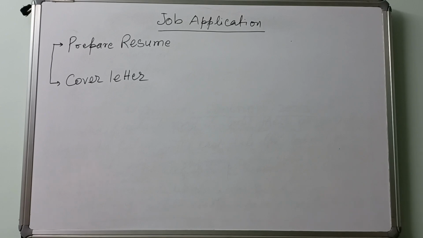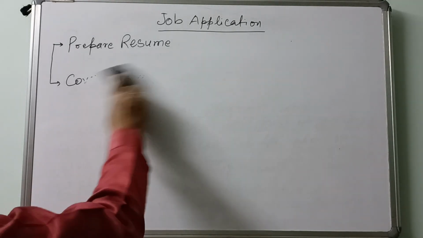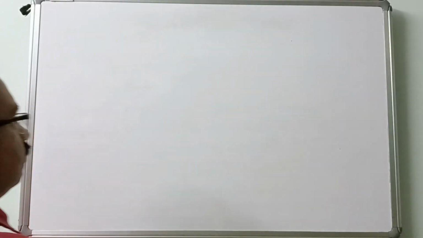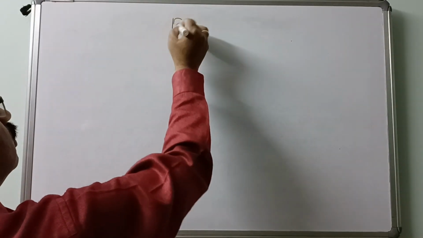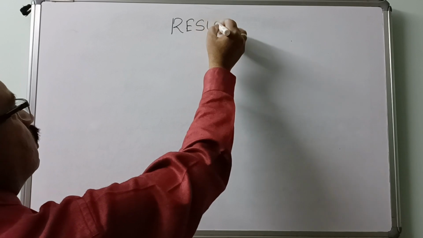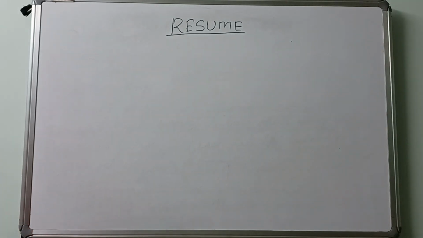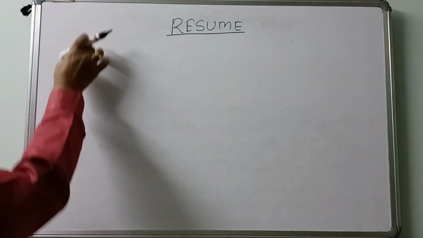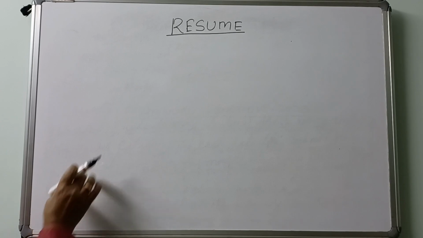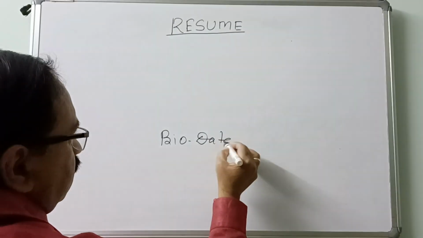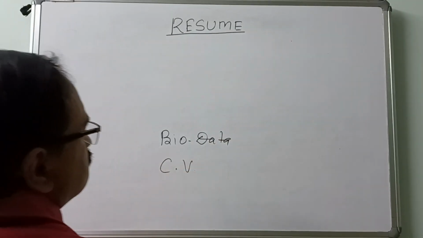So I am coming to that. If we are going to prepare a resume, you can say that your job application answer has been divided into two parts. The first part is resume. So here you should write resume like this, and if you want you can underline it. Now we are going to begin how to prepare a resume. Resume is also known as the biodata, and at some places it is also known as the CV.